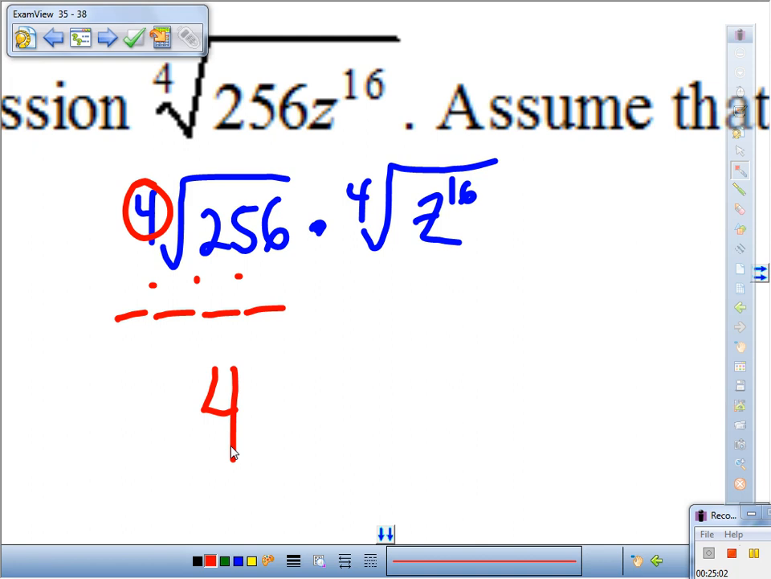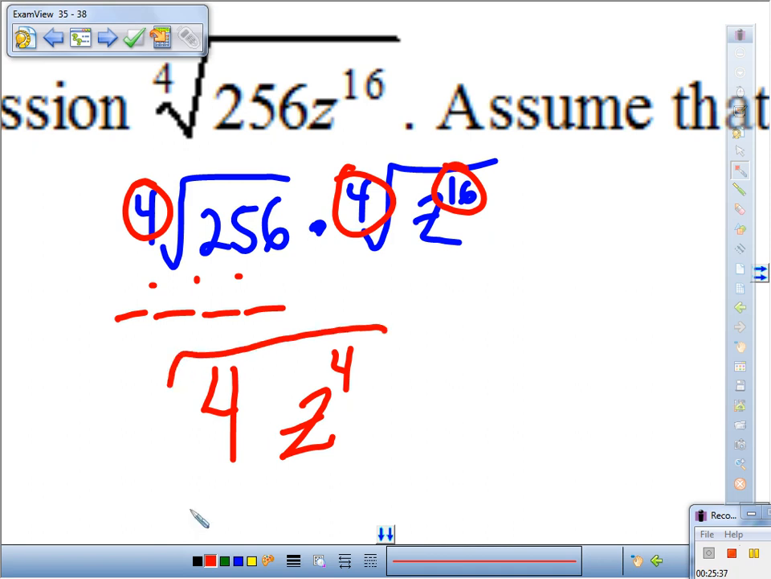Now, who remembers these? Whenever we have a variable with an exponent and an index, you check to see if we can divide the exponent by the index, if it's of the same multiple. So let's see. 16 divided by 4 is 4. So that means I'm left with z to the 4. You can write the multiplication sign here or not, but this is the answer.